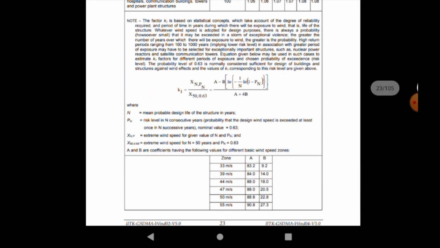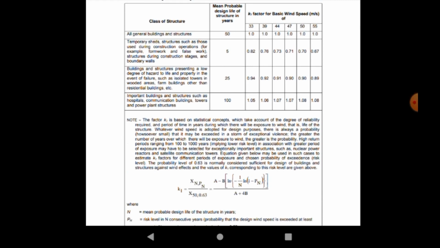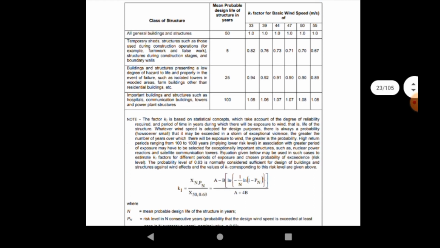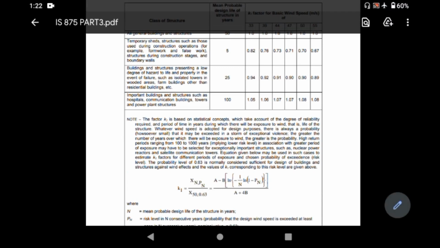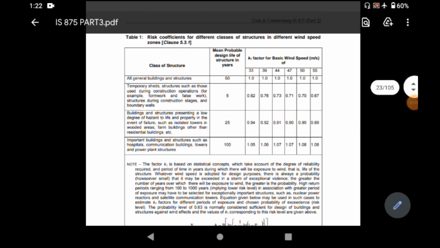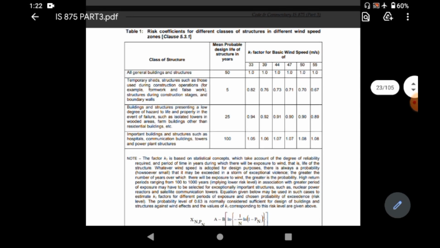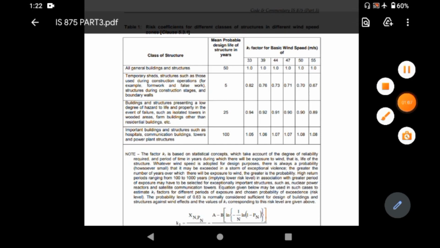Generally it depends on the basic wind speed of the area. As we know, our basic wind speed is 47. Here you can see the k1 factor for basic wind speed. The basic wind speed is 47 meter per second, that we have calculated.